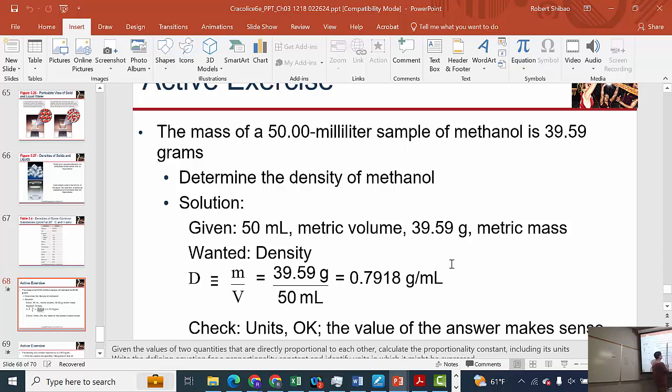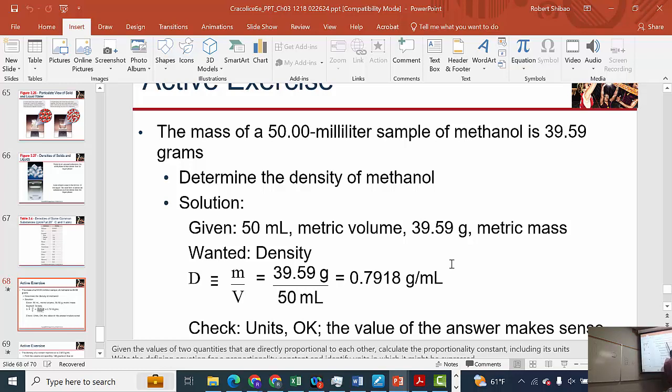4 sig figs. So I have a question. If it was just 5.00, it would be 3 sig figs. Yes. So the question was, if it were 5.00, it'd be 3 sig figs. So that's correct.